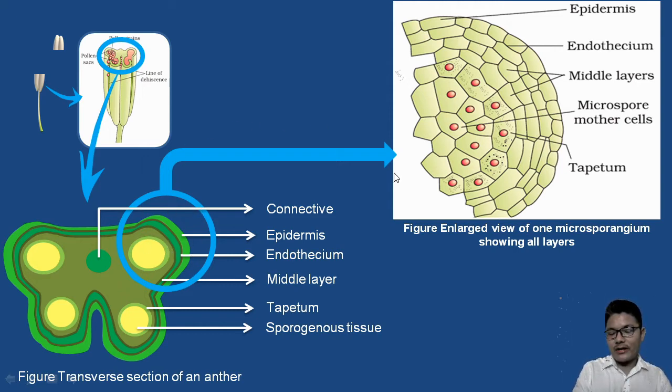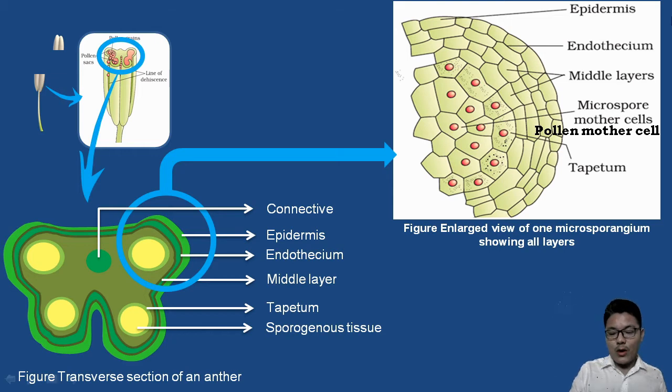Now observing under the microscope, we are able to observe the outermost one layer of cells called epidermis, and inside the epidermis we have the endothecium, which is enclosing the middle layers. Within the middle layer we have the tapetum, and the tapetum is housing the sporogenous tissues. In it we have microspore mother cells, which are also known as pollen mother cells.